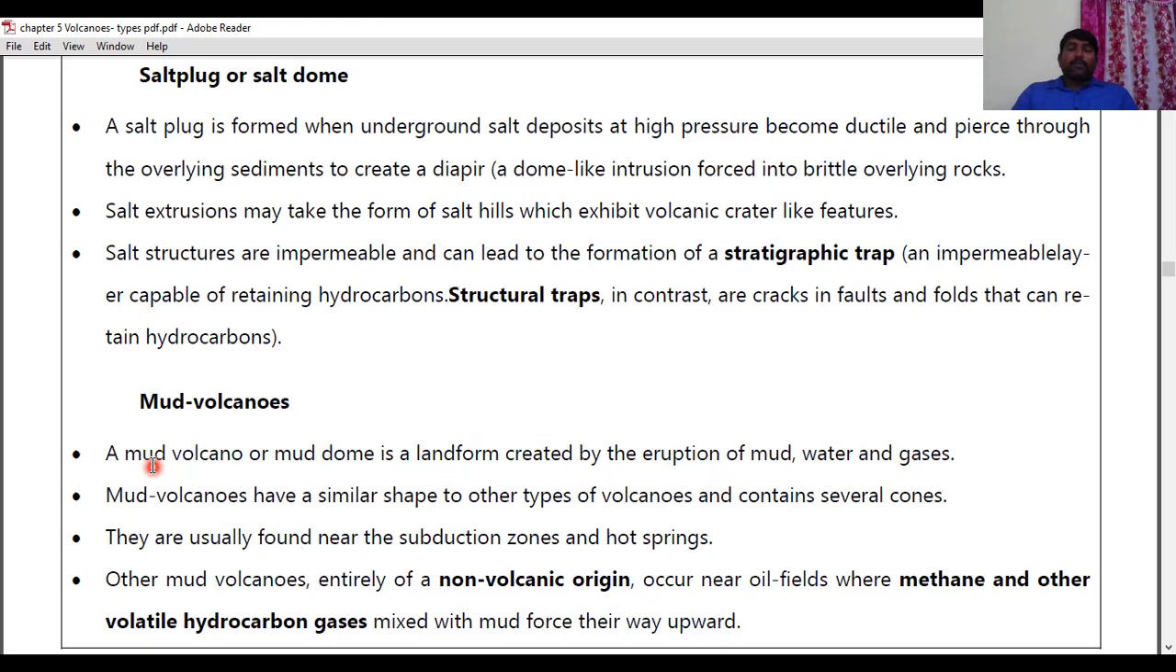When mud erupts through a vent onto the surface, it is called a mud volcano. They are usually found near subduction zones or hot springs. Other mud volcanoes, entirely non-volcanic in origin, occur near oil fields, where methane and other volatile hydrocarbon gases mixed with mud force their way onto the surface.